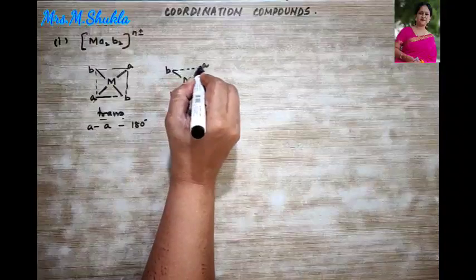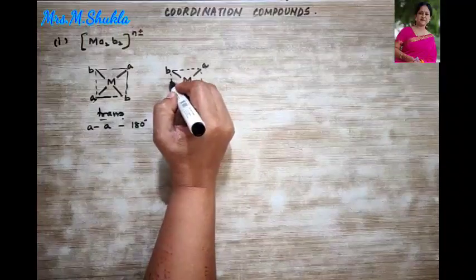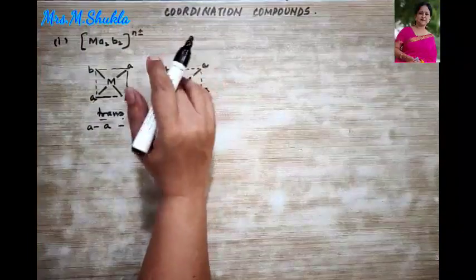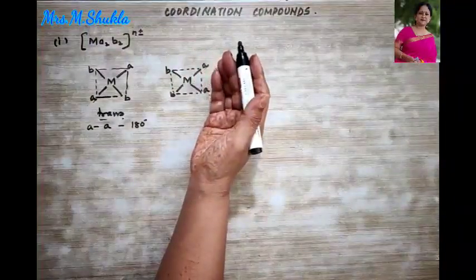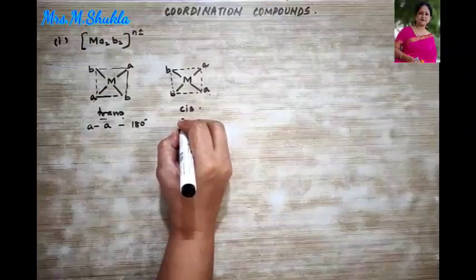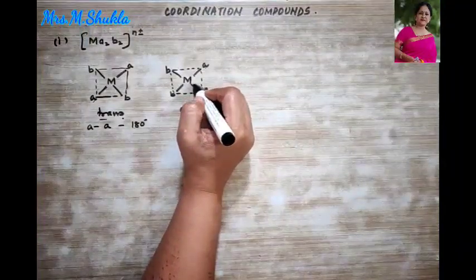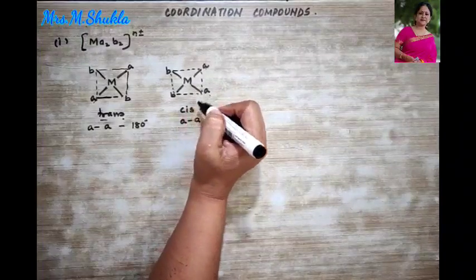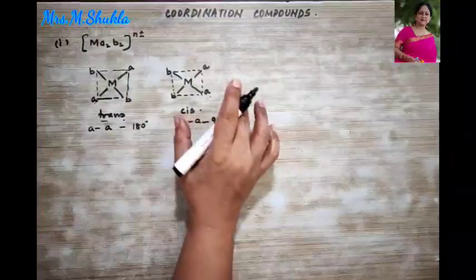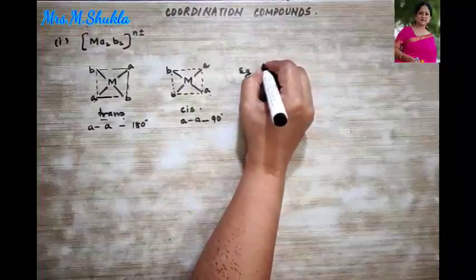So over here what are you seeing? You are seeing both the A's on one side. That is, the same atoms are shown on the same side. In that case they exhibit cis, or in other words, we can say the same atoms form 90°. Then they show cis. This is clear.